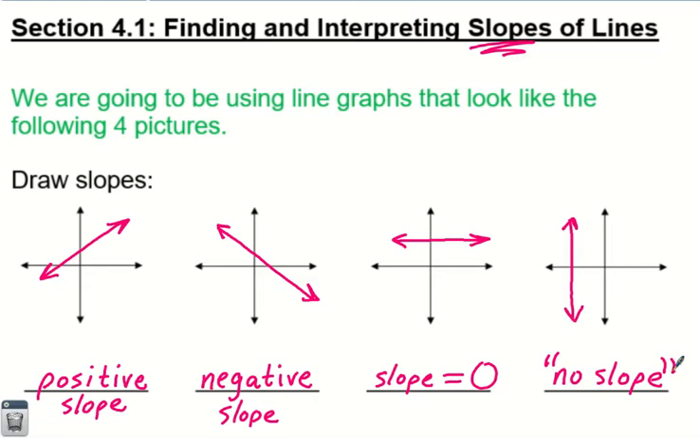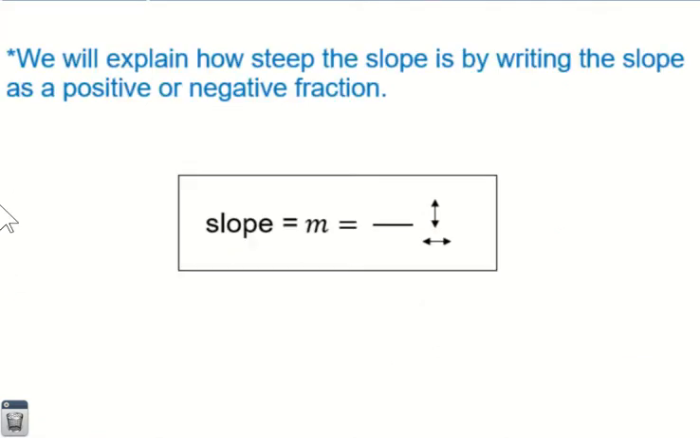All right? So again, a positive slope means an uphill line from left to right. Negative slope means a downhill type thing. Makes sense. Horizontal line, the slope is exactly equal to the number 0. And if the line is vertical, there is no slope even to talk about. We will explain how steep the slope is by writing the slope as a positive or negative fraction.